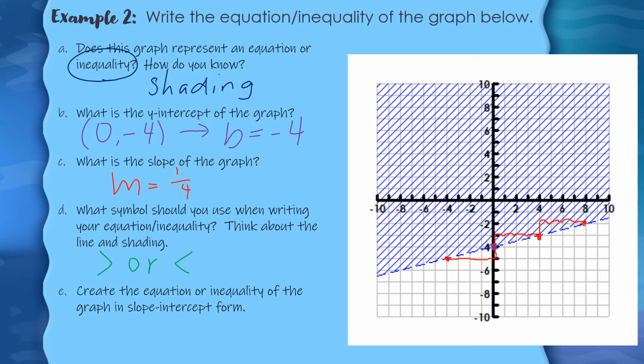So now I need to look at my shading. Where is my shading in relation to the line? Is it greater than and above the line, or is it less than and below the line? Remember, it's y is greater than or y is less than. So looking at the y-axis, is everything shaded above or below that line? Everything is shaded above. So that means that we are going to use greater than. Shading above.